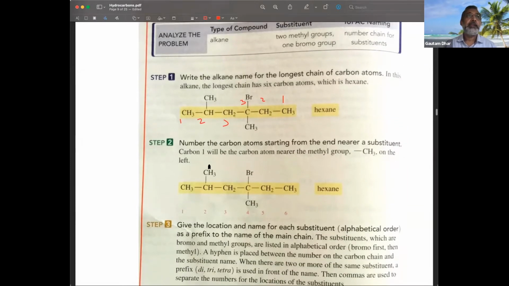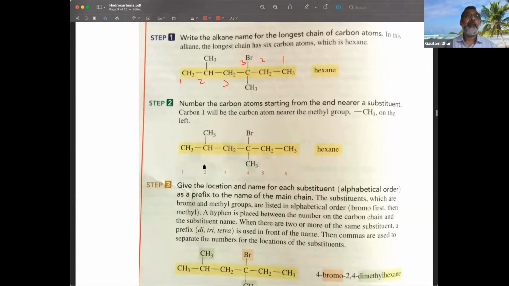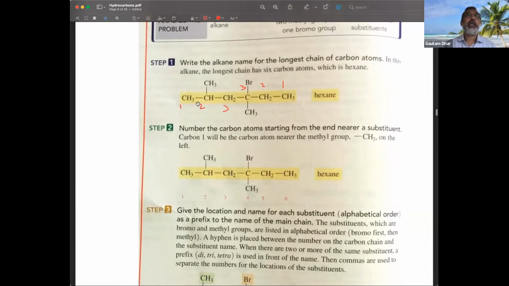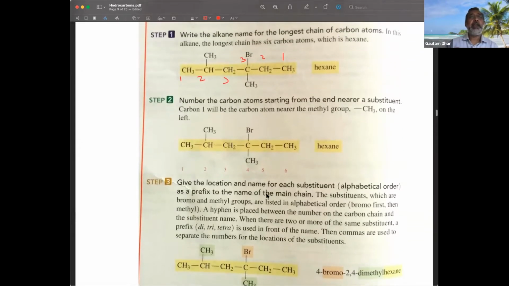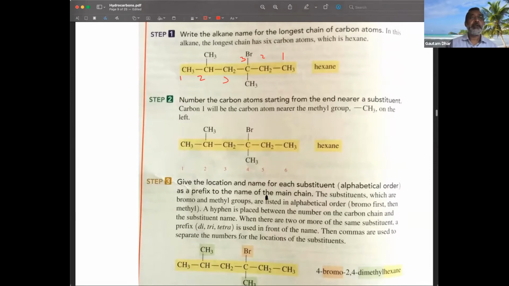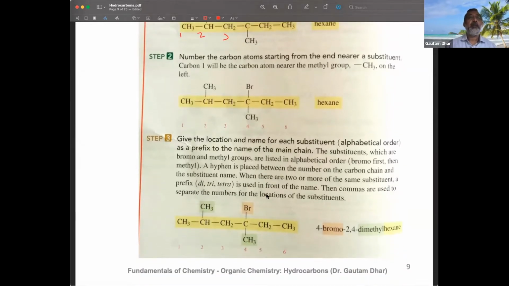Similarly, if you see many branches, you have to keep following so that you can identify the longest chain. That's very, very important. So this hexane, what are the substitutions? The substitutions are bromo and methyl, two methyls. So 4-bromo, 2,4-dimethylhexane. These numbers come in between.